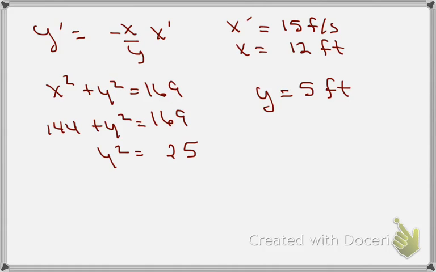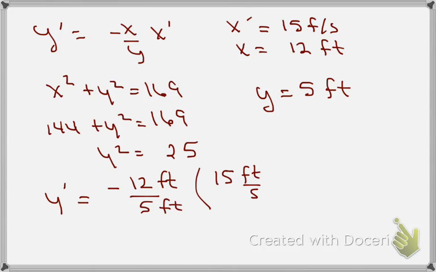So at the instant that x is 12, y is 5, and I'm given that x prime is 15. So y prime is equal to minus, and so x is 12, divided by y is 5, and x prime is 15. So this is feet, that's feet, and x prime is 15 feet per second. So that's good, the feet cancel, so I'm going to get feet per second. That's what I would expect because I'm looking for y prime. And so 5 goes into 15 3 times, and 3 times minus 12 is going to give me minus 36 feet per second.